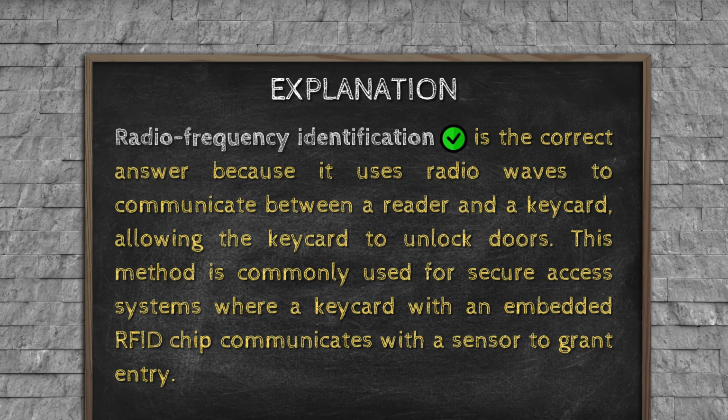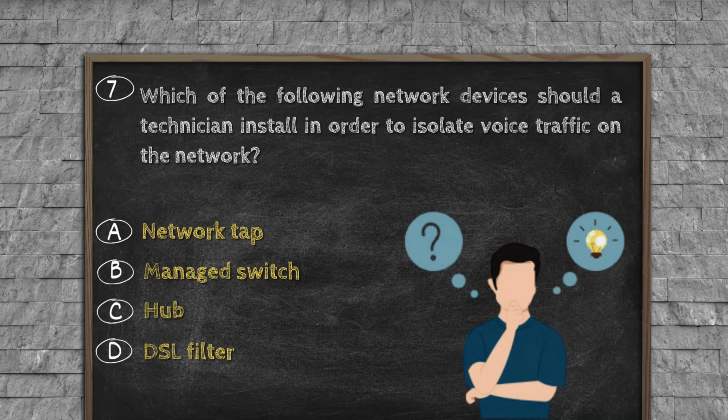Question number 7. Which of the following network devices should a technician install in order to isolate voice traffic on the network? Option A, network tap. Option B, managed switch. Option C, hub. Option D, DSL filter.